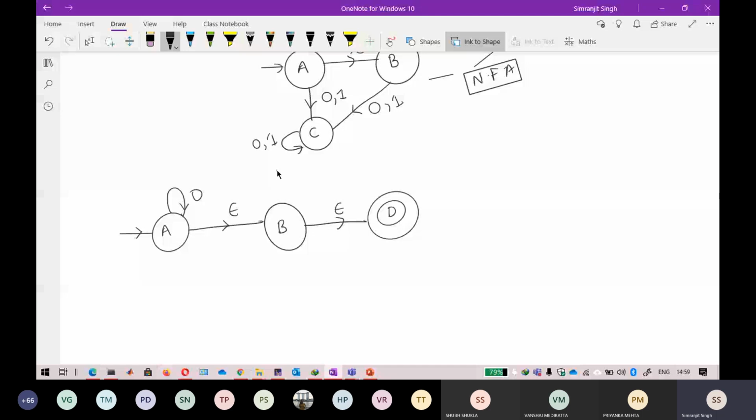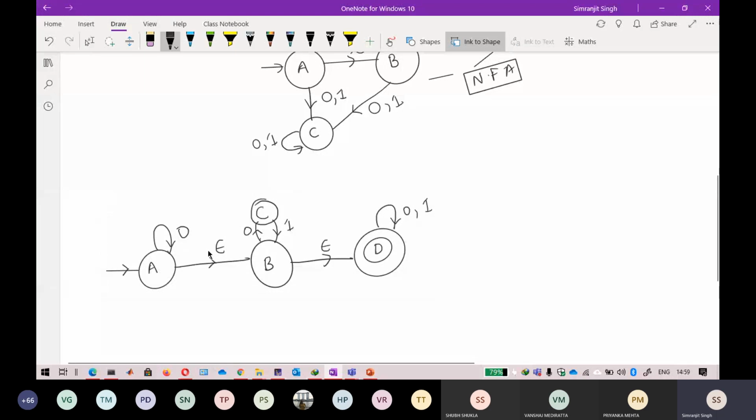This will be your state C, and from this and this, I do the transition of 0 and 1, and it goes like this. Yeah, I think it is correct. So just try to solve this and convert this into an NFA. We will solve it again, but you should try it yourself. I will tell you the solution after 5 minutes. Try this second question yourself.